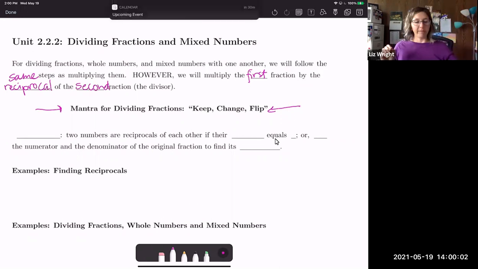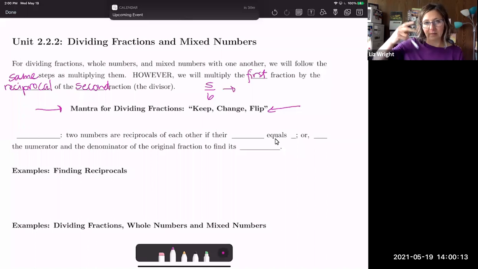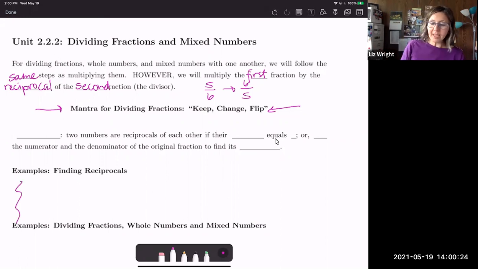Well, what does it mean for something to be a reciprocal anyway, right? So if we've got the number 5/6 and I say, what's the reciprocal of that? Reciprocal is just, we're flipping it, right? It's going to be 6/5. That's the reciprocal. And we're going to practice more of that down here. So just reminding you real quick, that's what your reciprocal is. And then our mantra of keep, change, flip.